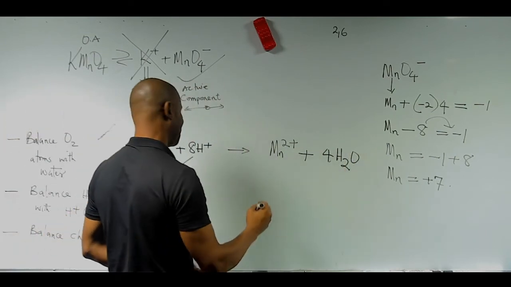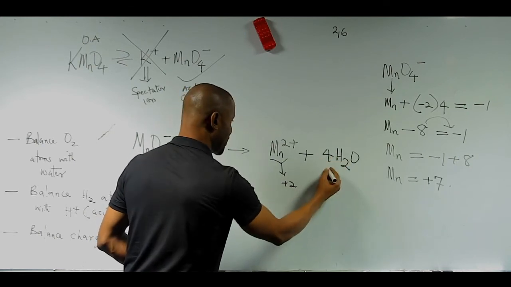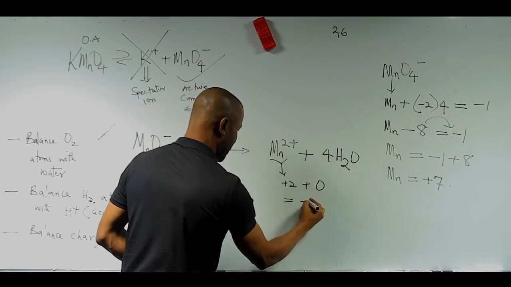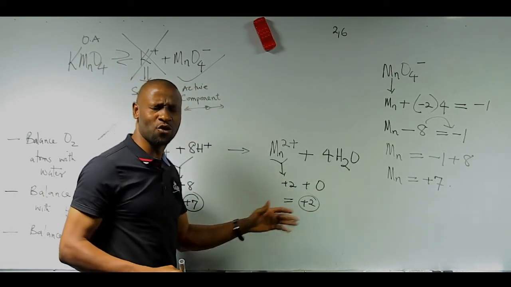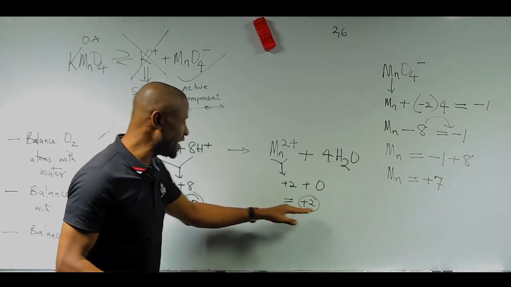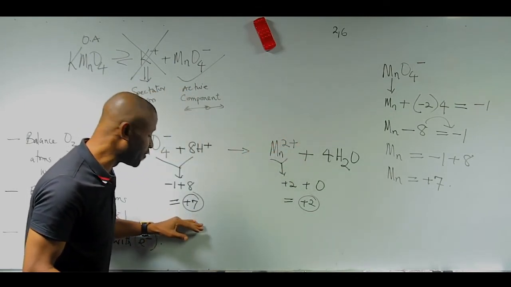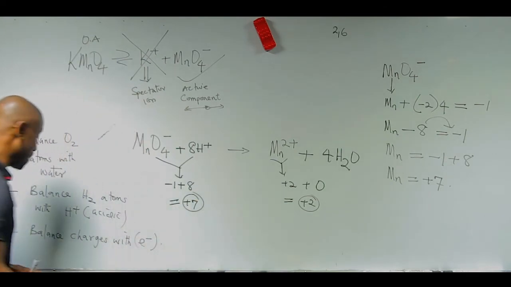Let's come to this side. The charge I have here is +2, and of course, in water, we have 0. +2 plus 0 remains +2. So the system is not balanced charge-wise. +7 and +2: either I increase +2 to +7, or I reduce this +7 to +2, so that the system becomes balanced. How do we balance charges?